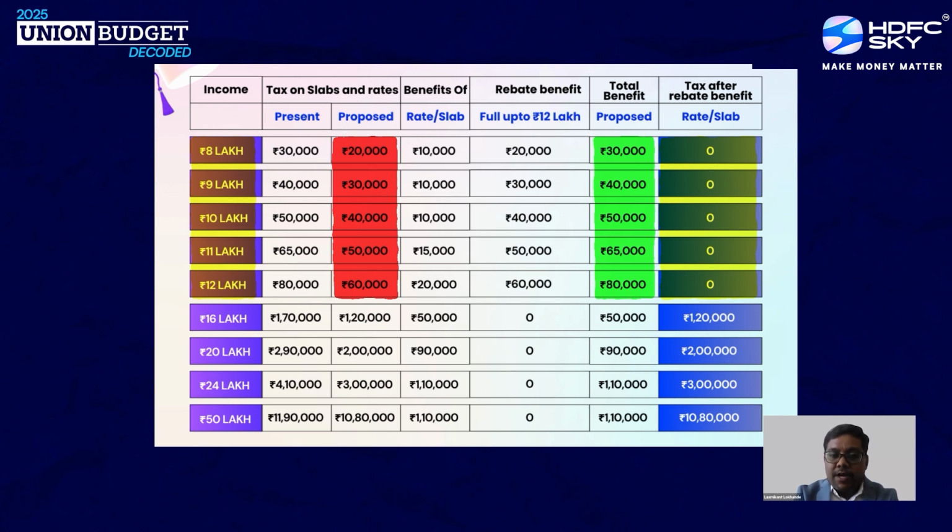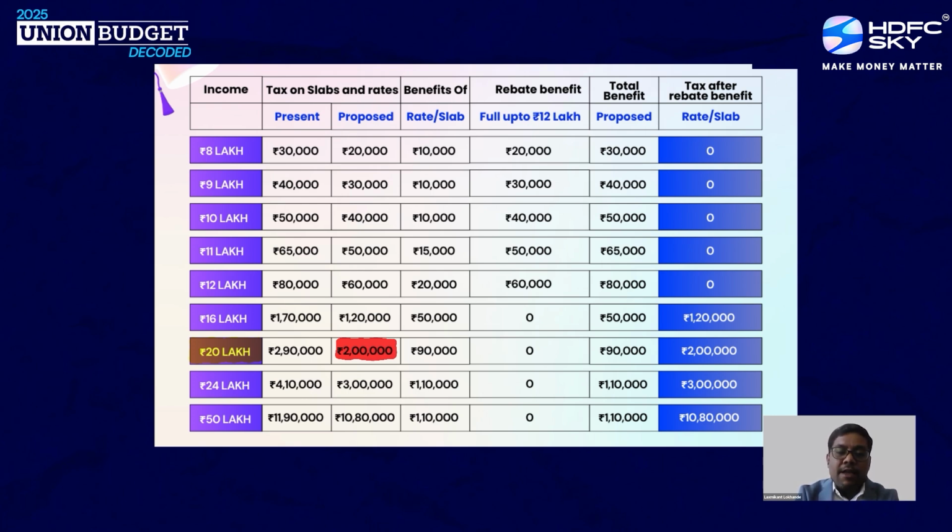Now, if we take the example of a higher income of say 20 lakhs, the proposed tax comes out to 2 lakh rupees with respect to the proposed norms. If we compare it with the previous year, wherein the tax brackets were slightly lower, that tax would have come to around 2.9 lakh rupees. So there is an absolute saving of 90,000 for a person earning 20 lakh annual income. For 24 lakh and 50 lakh annual income, this figure jumps to 1.1 lakh rupees.